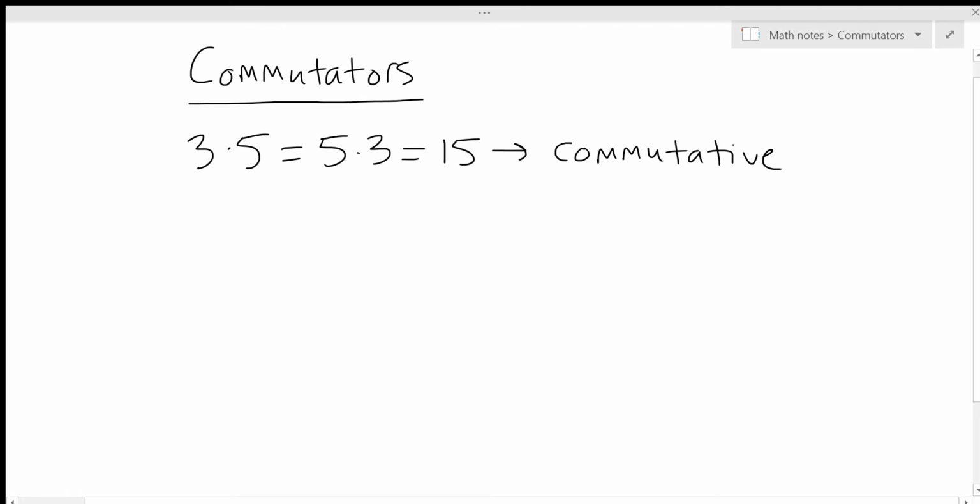So commutative just means that it doesn't depend on the order in which you do it. But at higher levels in math, we encounter objects where the order of the multiplication does matter. So where A times B may not be equal to B times A. And when this happens, we say that A and B do not commute.